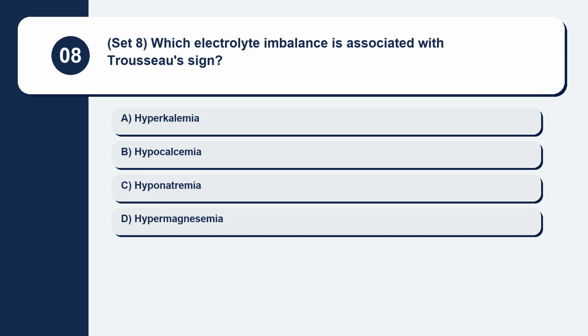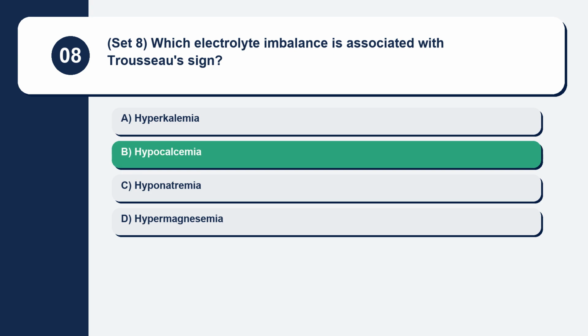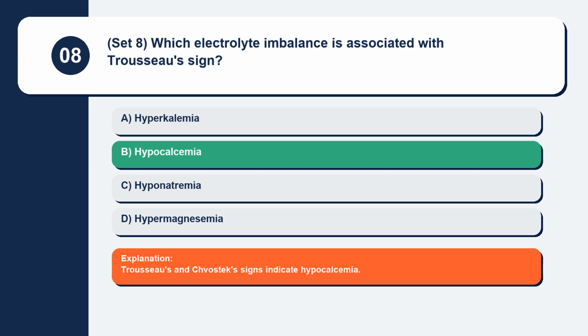Question 8. Set 8. Which electrolyte imbalance is associated with Trousseau's sign? Hyperkalemia, hypocalcemia, hyponatremia, hypermagnesemia. Trousseau's and Chvostek's signs indicate hypocalcemia.